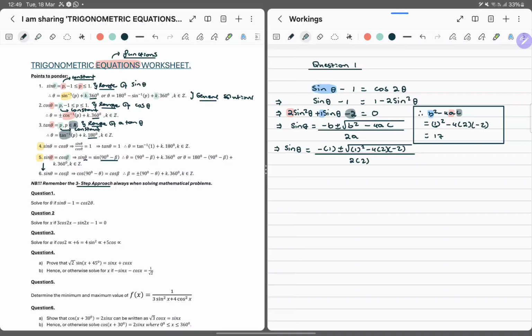Okay, so again, as I said, guys, follow the same pattern. So b is what we substitute there, and then a is what we substitute there, and then c is essentially what we substitute there. Of course, we already know that this is square root of 17, but it doesn't really matter anyway. So this implies that sine theta is equal to, now let's put it on the calculator. We've got minus 1 plus the square root of 1 squared minus 4 into 2 into minus 2, divided by 2 into 2.